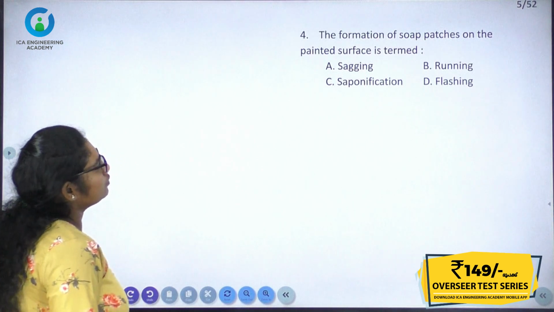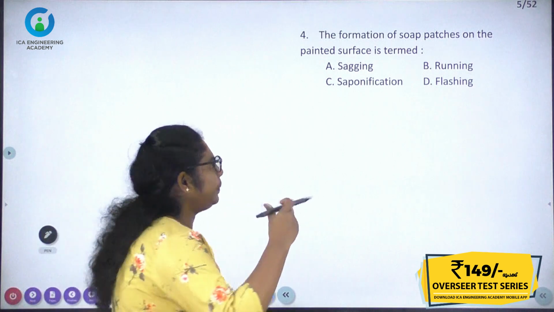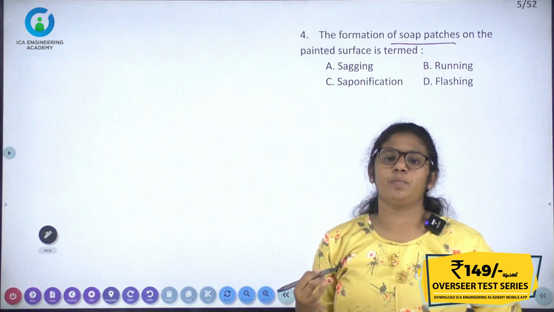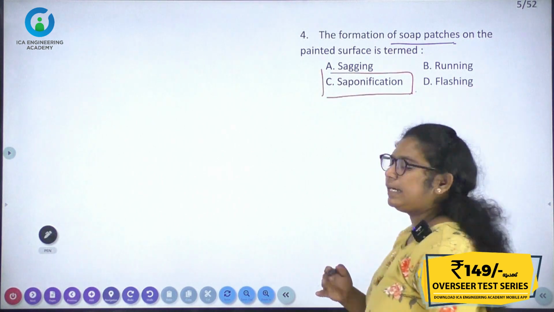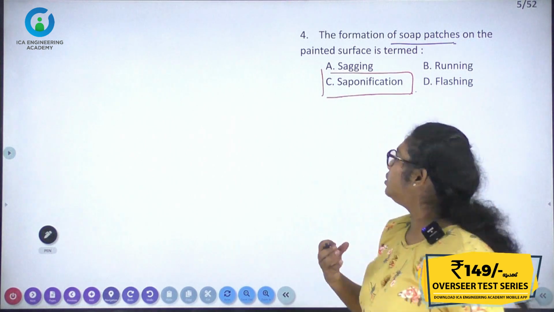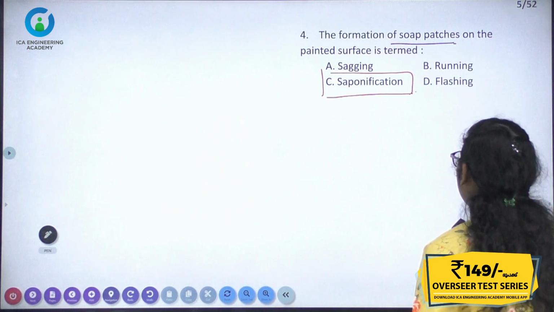The formation of soap patches on the painted surface. The process of soap formation is nothing but saponification. This is a direct question: the formation of soap patches on the painted surface is termed saponification.